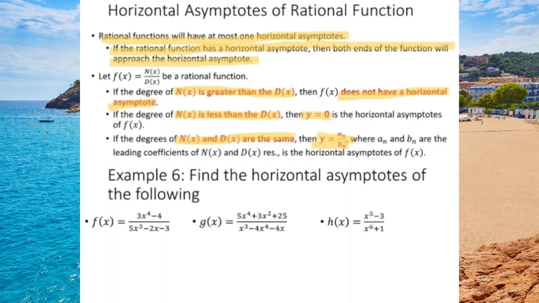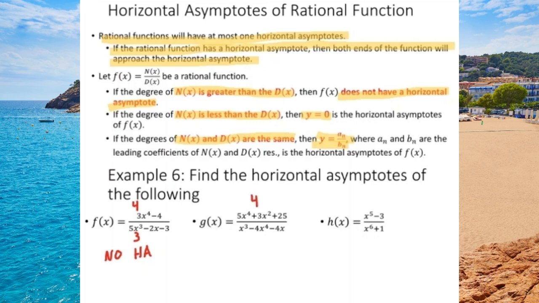Now we'll find the horizontal asymptotes of each of the following functions. Notice all three functions are rational, so all we have to do is compare their degrees to determine if they have a horizontal asymptote and where that horizontal asymptote is located. If we look at the numerator of f of x, we see that's a degree 4 polynomial, while the denominator is a degree 3 polynomial. So here, the numerator has a higher degree than the denominator, which means f of x does not have a horizontal asymptote.